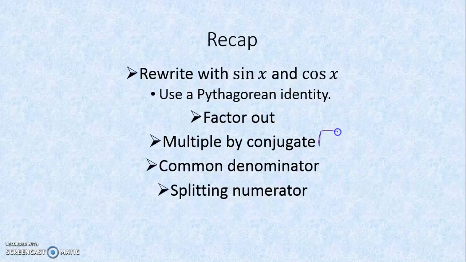Multiplying by the conjugate, that's when you have a plus or minus in the denominator, whereas splitting the numerator is where you have a plus or minus in the numerator. And then common denominator would be if you have a fraction added or subtracted to either another fraction or just something else.